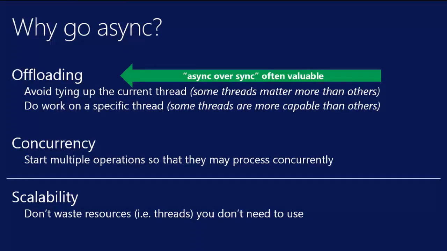And so what matters here is how useful this idea of async over sync can be for these different scenarios, right? So if I'm offloading, right, I want to take this method that I've got. I want to run it on a background thread. Well, that's the perfect case for async over sync, right? I call task.run, I take my method, it shoves off to a background thread.